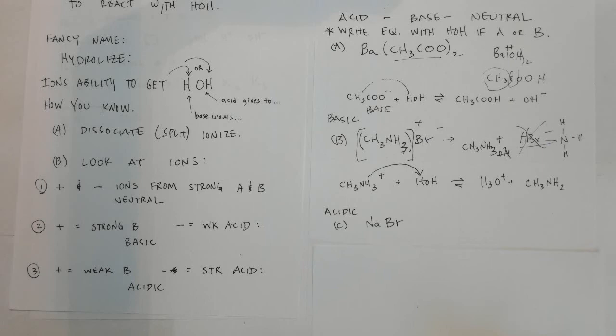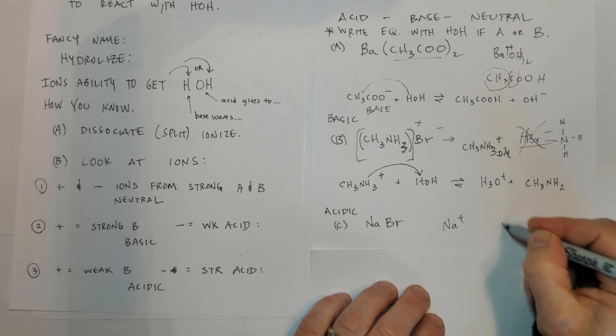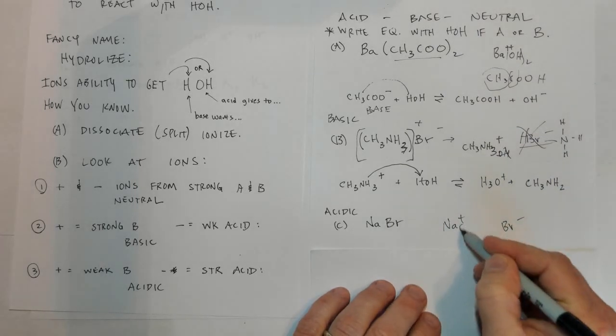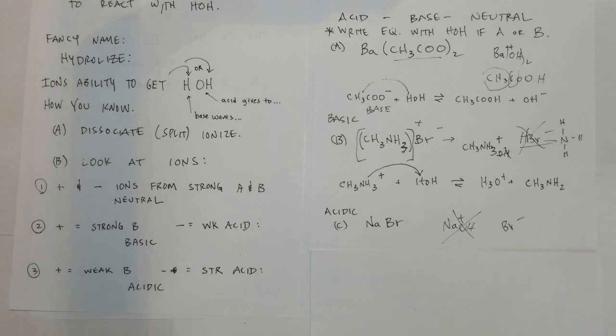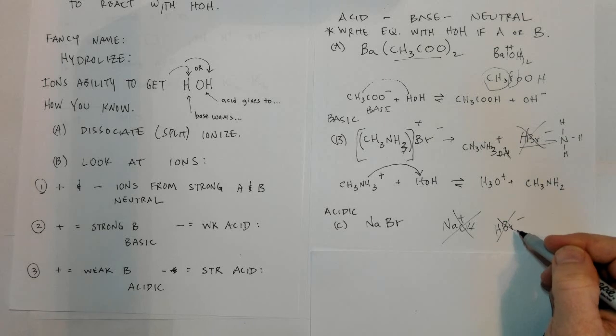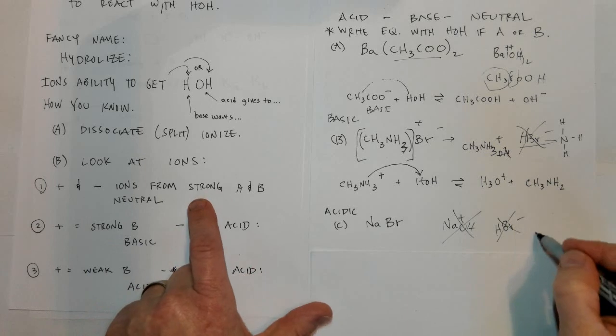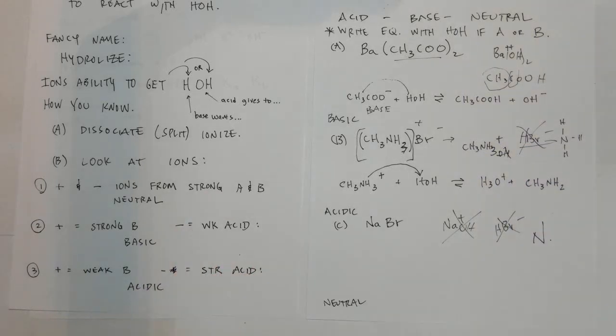Last one, NaBr. Acidic, basic, or neutral? Split it up, Na plus and Br minus. Add an OH right here, and you recognize right now that came from NaOH, which is a strong base. And then add an H to this one, HBr. Oh, and you recognize that that came from a strong acid, HBr, so that's going to do nothing in solution. Since both the positive and negative ions came from strong acids and bases, this will be a neutral solution, and there's no equation to write.